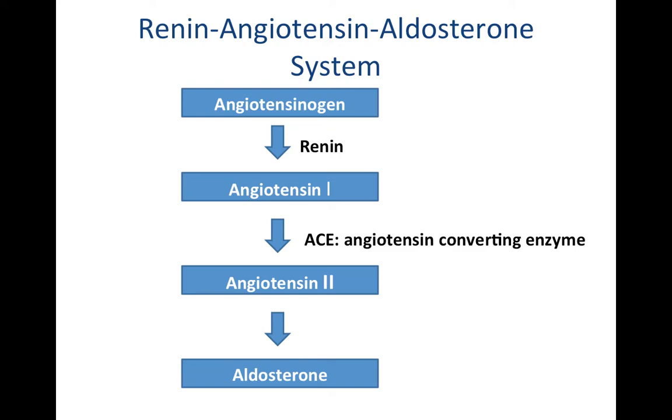Aldosterone affects blood volume, and so it causes you to retain sodium, it causes you to retain water. And if you increase your blood volume, you'll increase your blood pressure. So angiotensin 2 and aldosterone will both increase blood pressure.